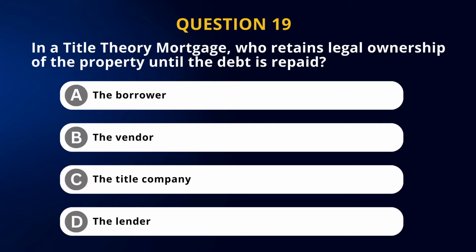Question number 19. In a title theory mortgage, who retains legal ownership of the property until the debt is repaid? Letter A, the borrower. Letter B, the vendor. Letter C, the title company. Letter D, the lender.